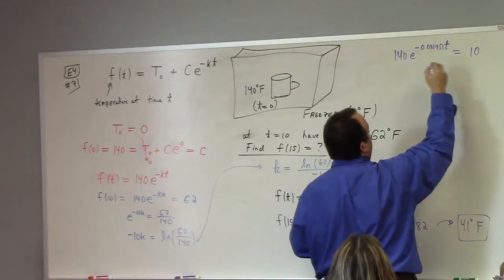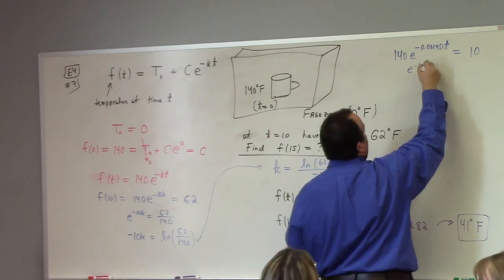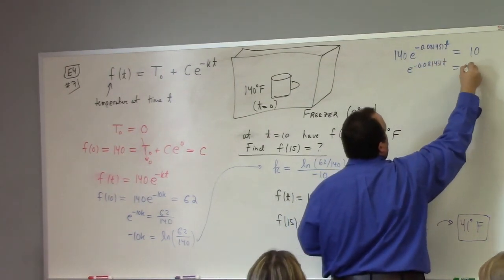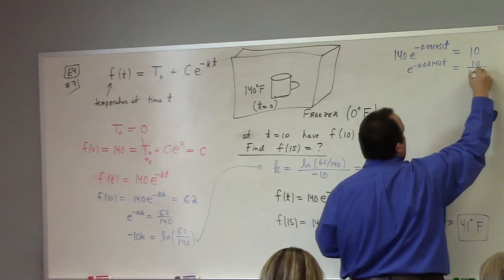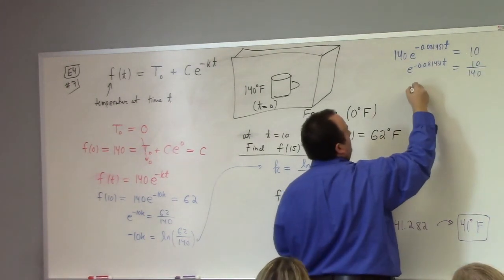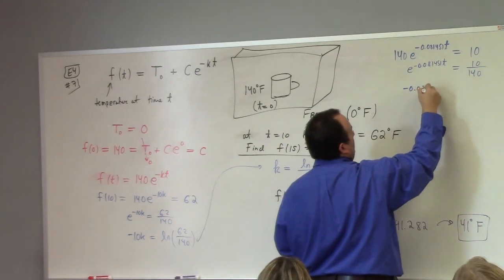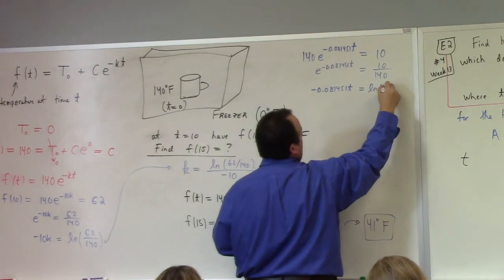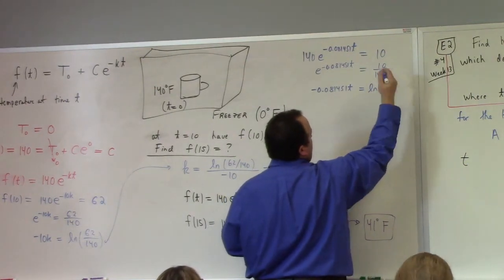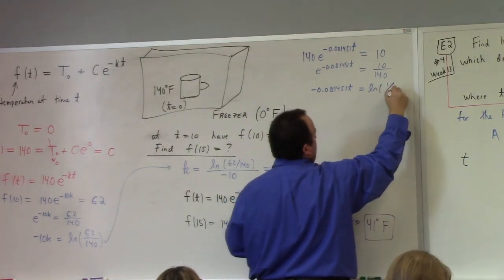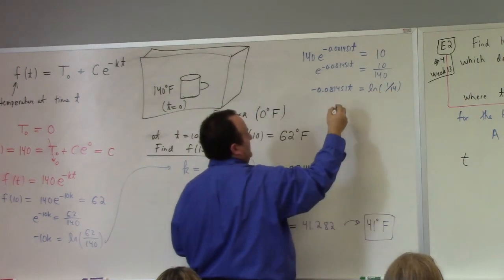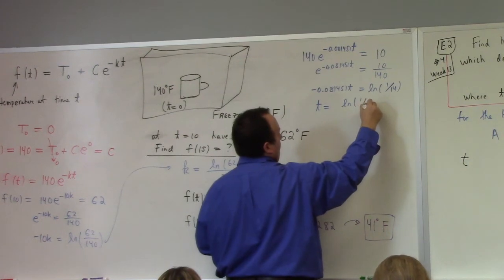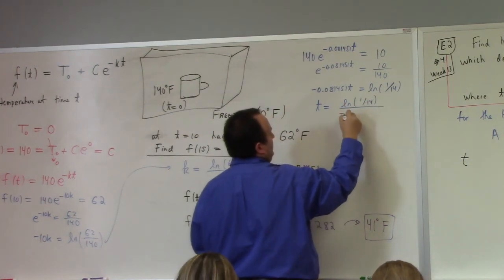e to the minus 0.08145 times the time we don't know equals 10 over 140. You take the natural log of both sides. You get minus 0.08145 times t equals the natural log of 10 over 140, that's just the natural log of 1/14th. And so we get the time is the log of 1/14th divided by minus 0.081451.